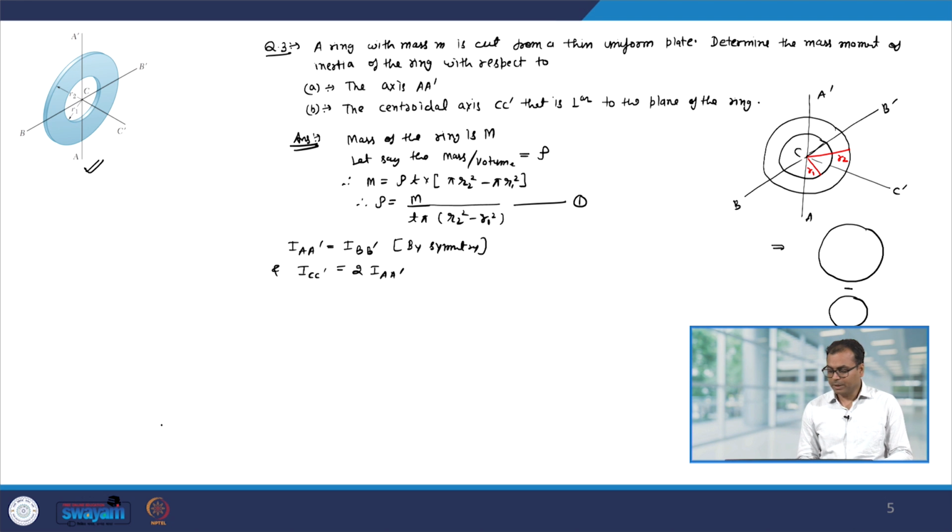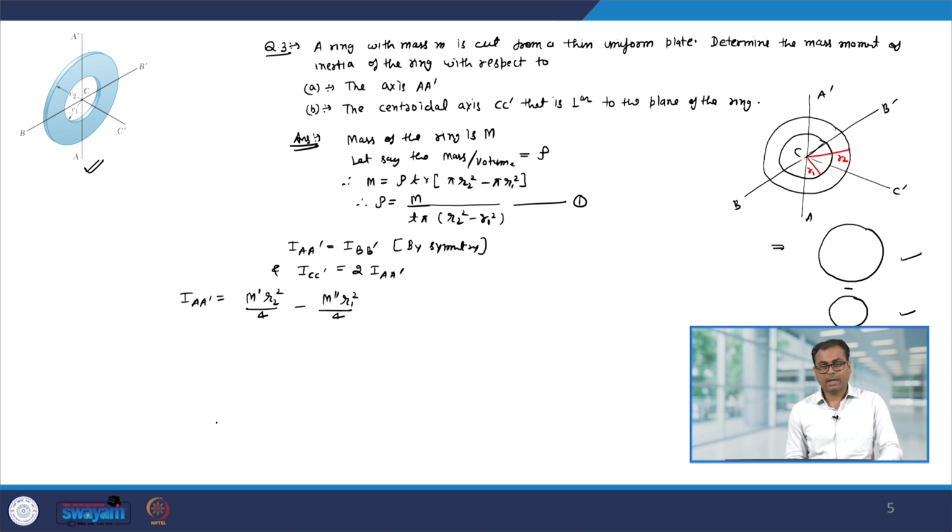Now, let us calculate the moment of inertia about AA'. That is equal to the moment of inertia of the outer ring minus the moment of inertia of the inner ring, and the moment of inertia of the outer ring about AA' will be equal to m r square divided by 4. So, it will be m prime r2 square divided by 4, wherein m prime is the mass of the outer ring, minus m double prime r1 square divided by 4, wherein m double prime is the mass of the inner ring.